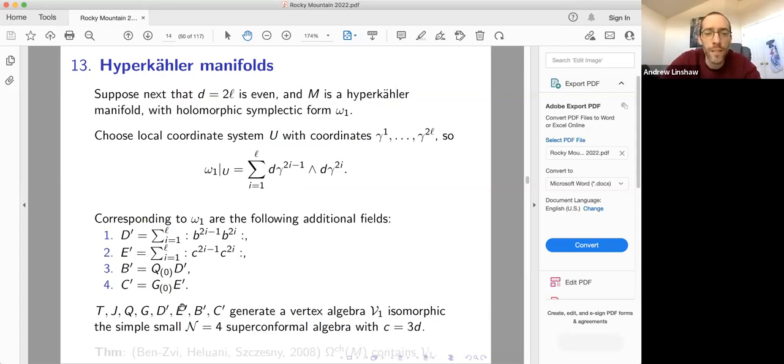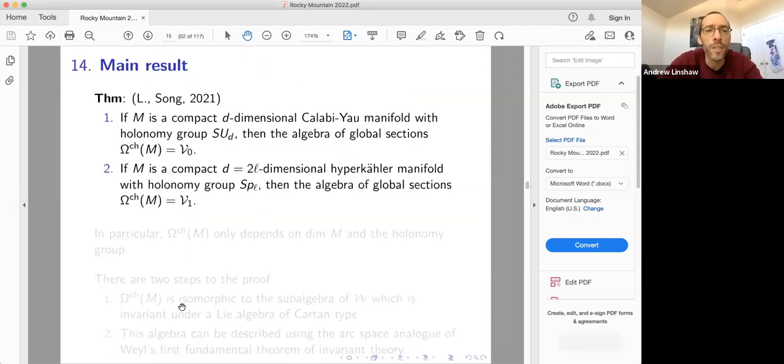And again, this turns out to be the simple one for all D. And another result of Raimondo and Benzvi and Chesney from 2008 is that for hyperkahler manifolds, these all give rise to global sections. And this V1 is a subalgebra of the chiral de Rham complex. Okay, so I only wrote these in global coordinates, but in their papers, they have other descriptions of these global sections.